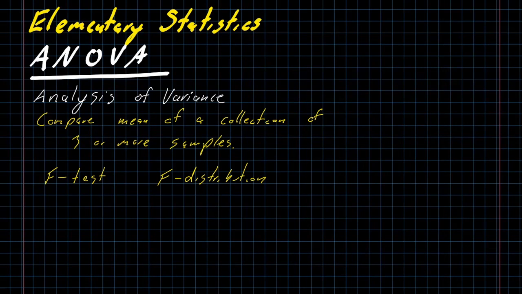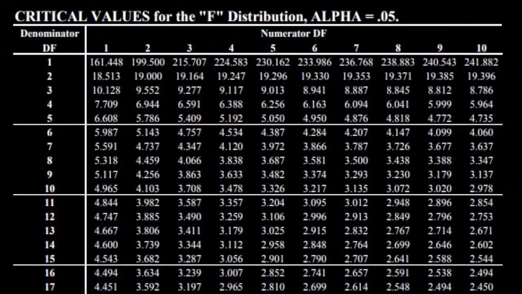And the process of analysis of variance is sometimes known as the F test because it's going to rely on the F distribution. And just like with all the other distributions we've talked about in this course, there is a table of critical values for the F distribution available. Although I want to point out that this is a dense table. There's a lot going on here.